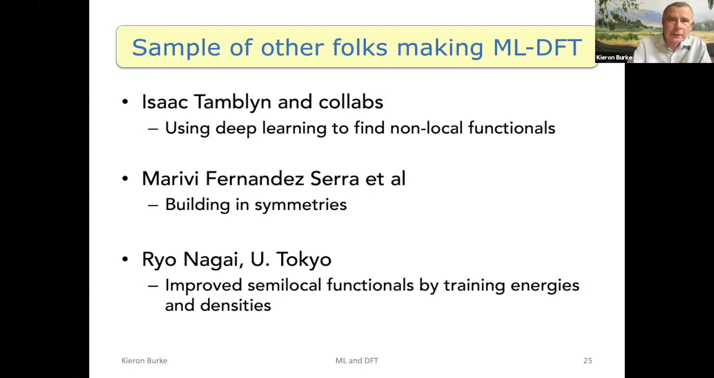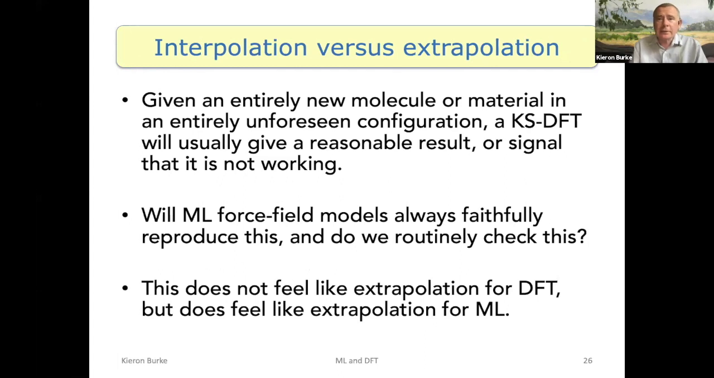Okay, and one last little point is, there's a lot of discussion of interpolation versus extrapolation, and I'd like to emphasize that in a sense, Kohn-Sham DFT with a reasonable approximation extrapolates to almost any unknown situation. You kind of know when it works and when it doesn't work, but I'm not so sure about all the ML force fields or even our ML density functionals. We kind of find these holes where there are always new directions in which you don't have data. I'm just raising this. People are beginning to notice this in some of these simulations.